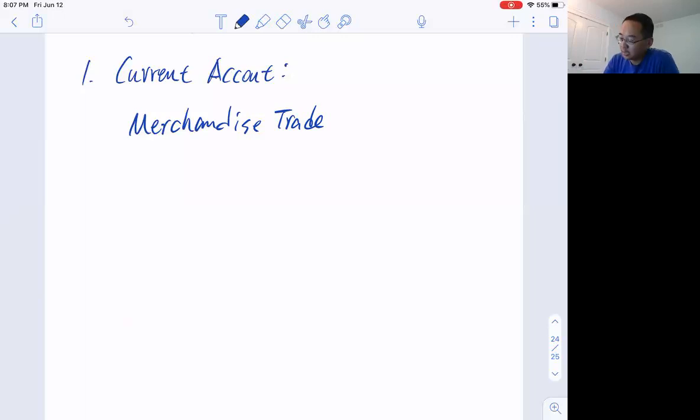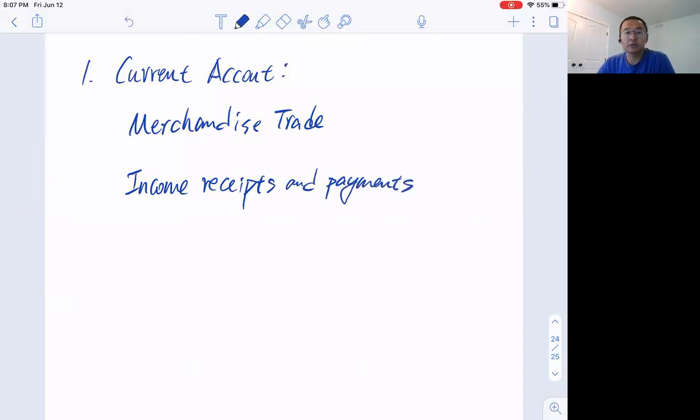And then any income receipts or payments from assets. What I mean by that is, let's say a US resident holds 1,000 shares of BMW stock, and at the end of the year, BMW sends a dividend check to this US stockholder. That is recorded in your current account as a credit because money is coming from Germany to the US. That's income earned by assets the US holds. And similarly, if a Japanese resident holds Ford stock and Ford sends them a check, that's a debit in the current account.